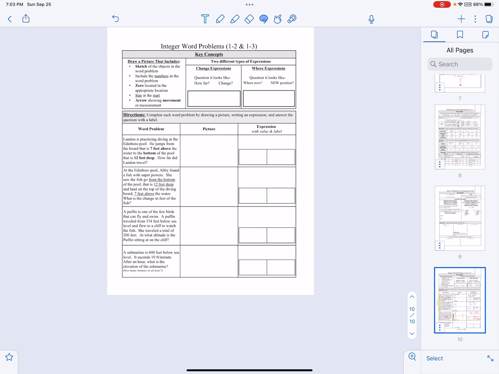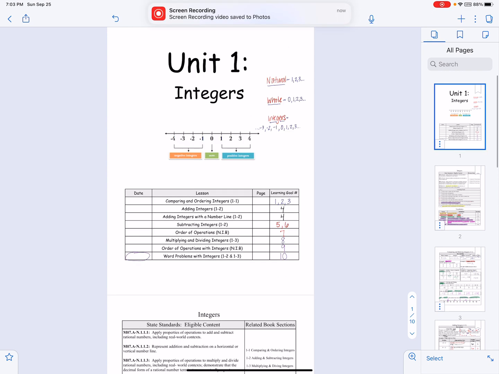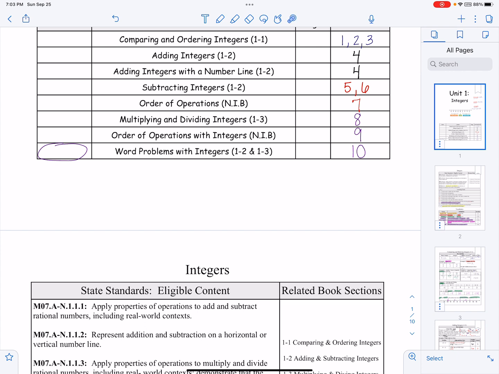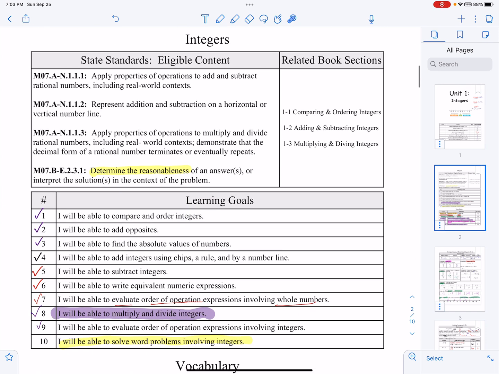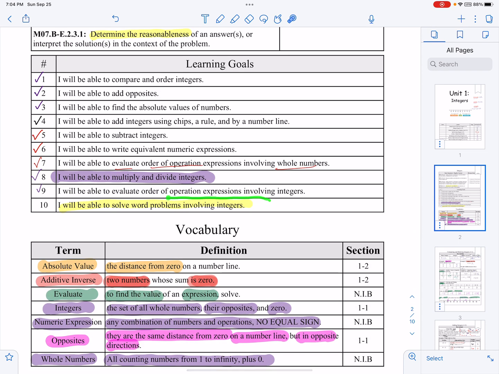All right, here is your last lesson in our integers unit. Let's go ahead and start by going to our page sorter here and heading up to the top. Go ahead and fill out your date for today and that we're doing learning goal number 10. We're going to be focusing on determining the reasonableness of our answers, making sure they make sense. And then here's what learning goal number 10 is: being able to solve word problems involving integers.